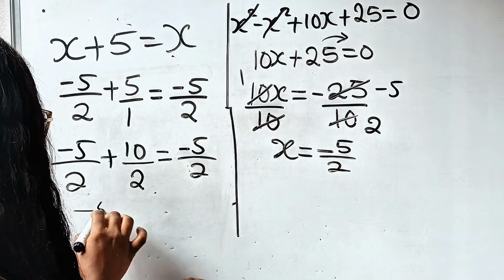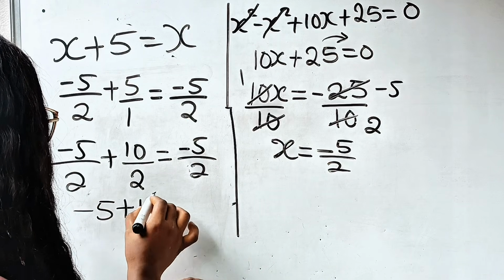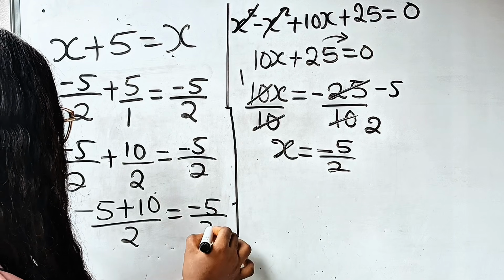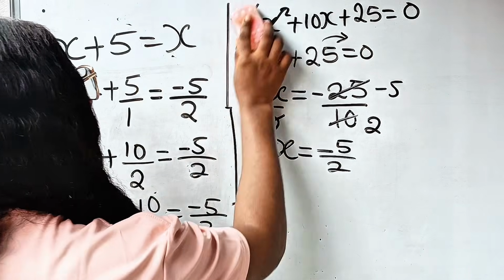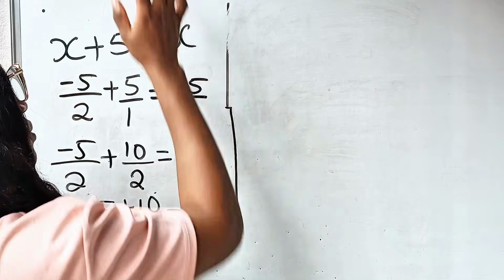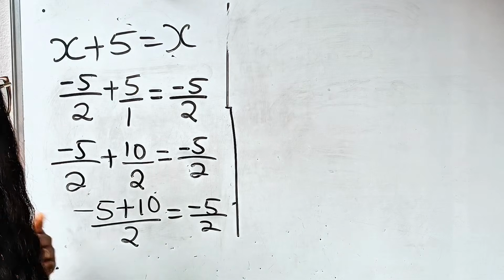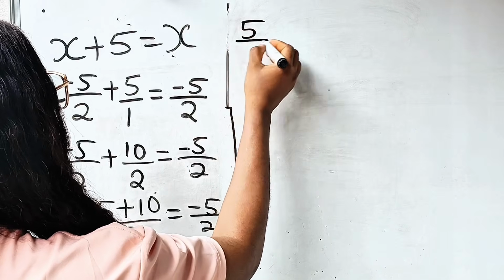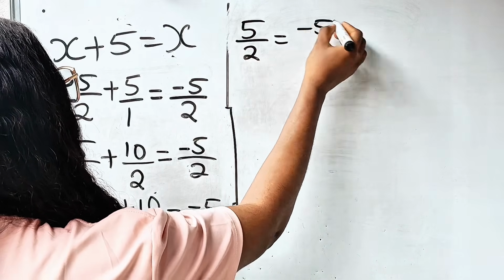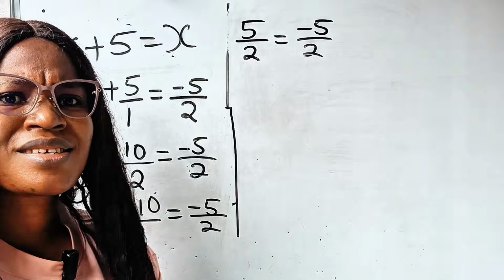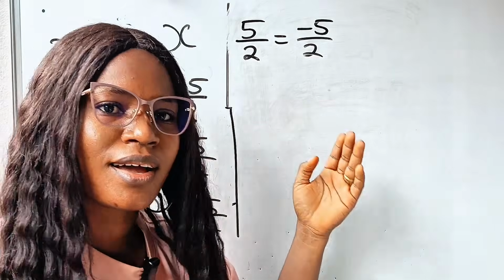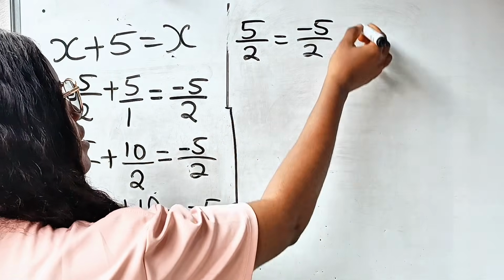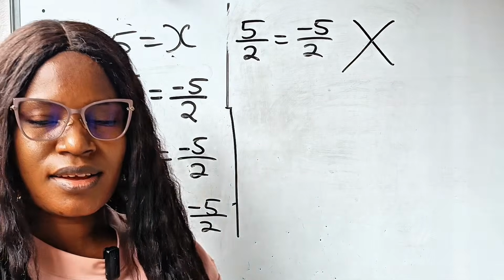So this is the same thing as -5 plus 10 divided by 2 is equal to -5 divided by 2. Wow, let's keep going. So this is the same thing as 10 minus 5, which is 5, right? So we have 5 divided by 2 is equal to -5 divided by 2. But this is a mathematical blunder. This is mathematically wrong. So that means this answer is also not valid.